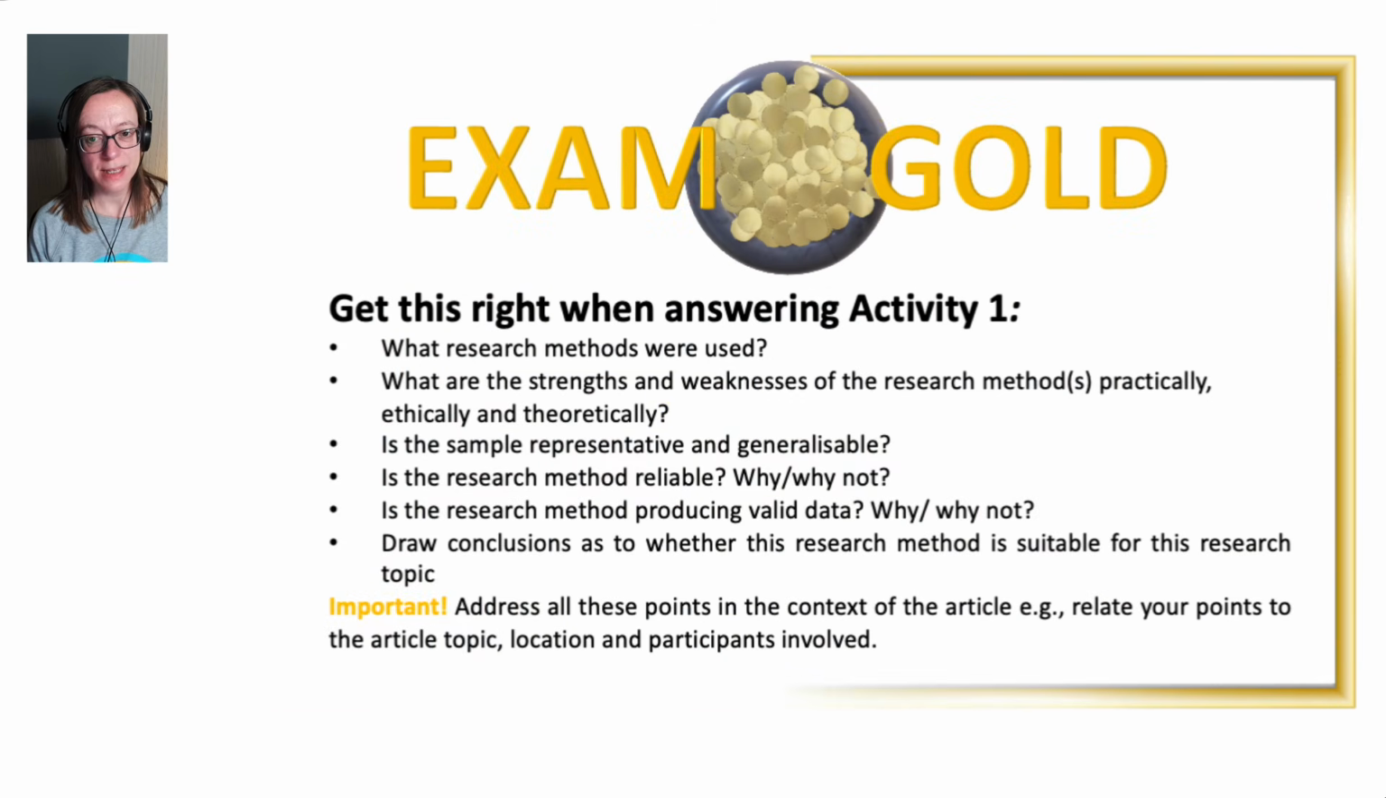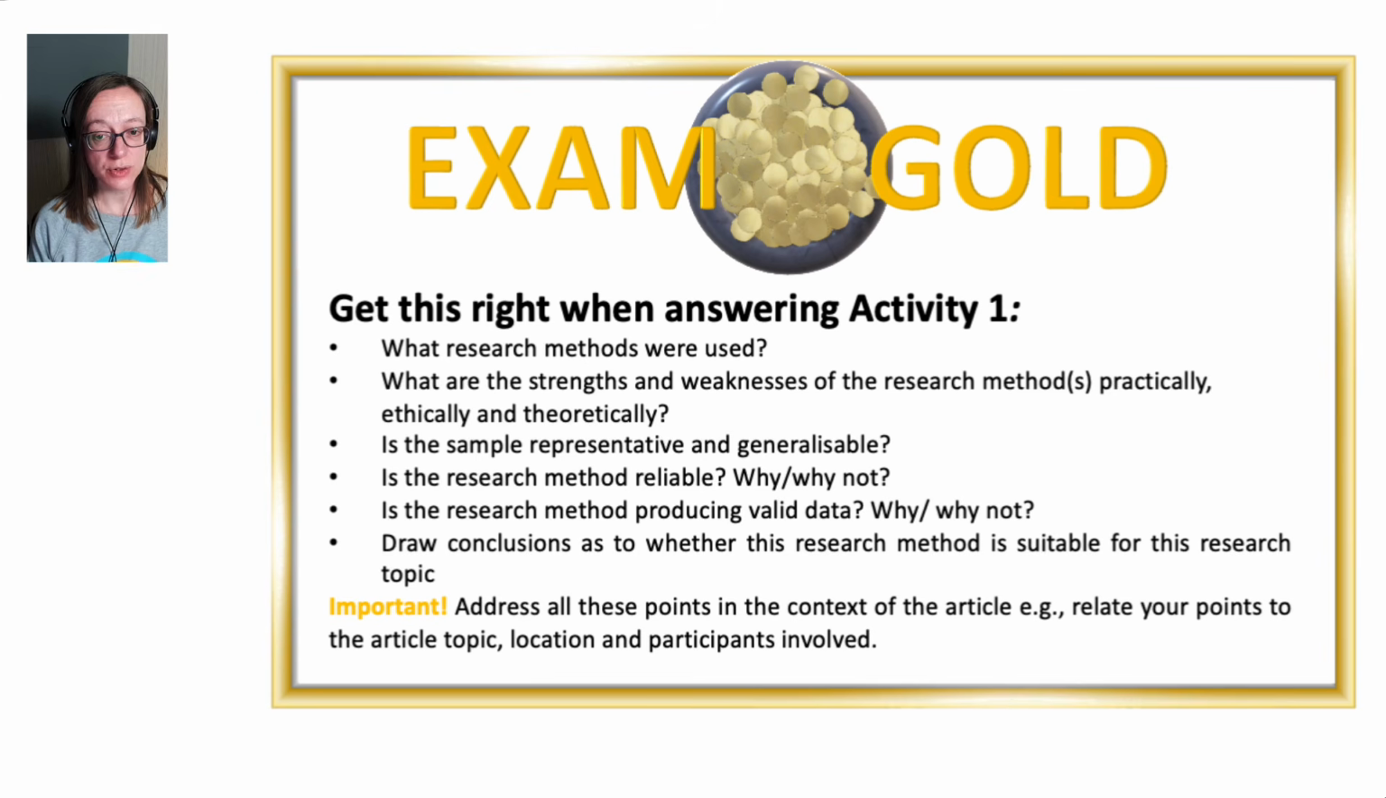Okay, let's have a look at some exam goals. So these are our top tips for how to answer activity 1. You need to consider what research methods were used, what are the strengths and weaknesses of the research methods, and you should consider this in terms of practical, ethical and theoretical strengths and weaknesses. You need to consider if the sample is representative and generalisable. Is the research method reliable? What are your reasons for arguing why or why not?